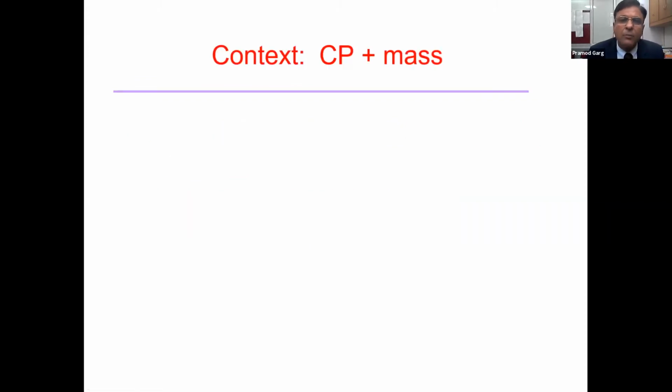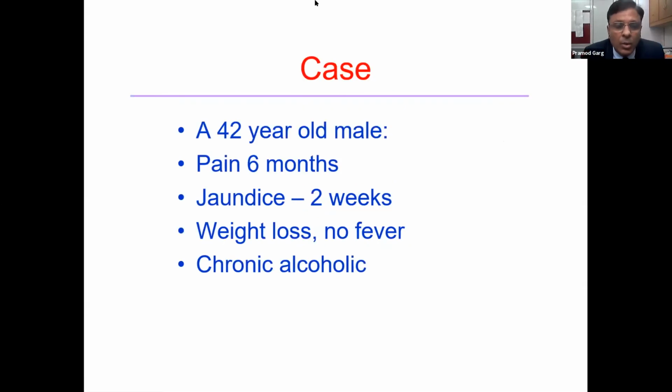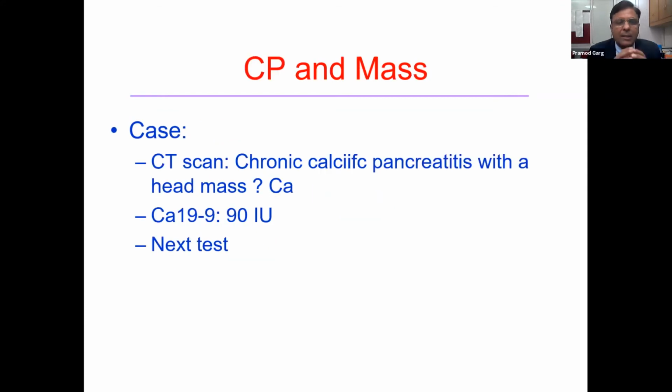The context now changes from de novo to a patient with underlying chronic pancreatitis and a mass lesion. Now, in such a situation, what do we do? The question here is: is it a malignant mass or is it an inflammatory mass? Another example is a 42-year-old male who came with a history of pain in the abdomen for 6 months. He had jaundice for 2 weeks and weight loss, but no fever, and he was a chronic alcoholic. So this is a setting of chronic calcific pancreatitis. This is what the CT scan showed, but it also showed a head mass in addition. CA19-9 was also raised. So of course, there is a strong suspicion of malignancy here. So what do we do next?